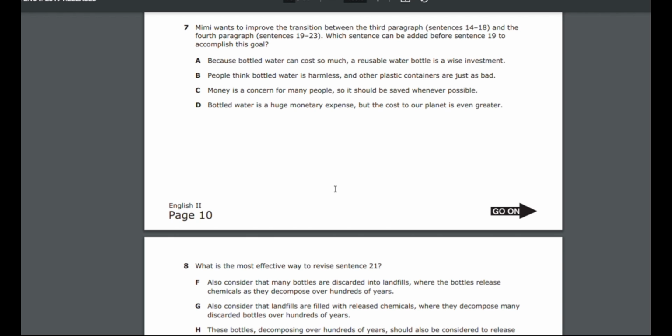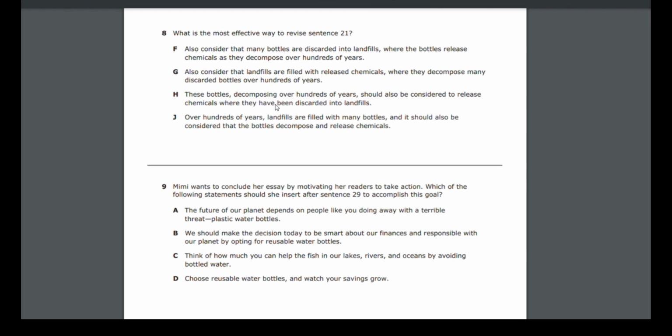So when we look at 7, what we see with 7 is that they need a transition sentence between 18 and 19. So all the students are going to do is read sentence 18, an answer choice, and sentence 19 and choose which one sounds better. And lastly, a quick recap on the revising portion. If you look at number 8, what's the most effective way to revise sentence 21? Once again, have the students read these out loud and choose the better. I don't know if you can see, but oftentimes that is the cure for a lot of that.